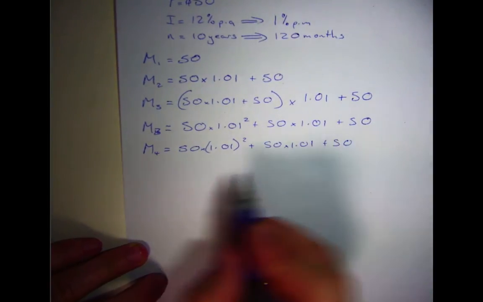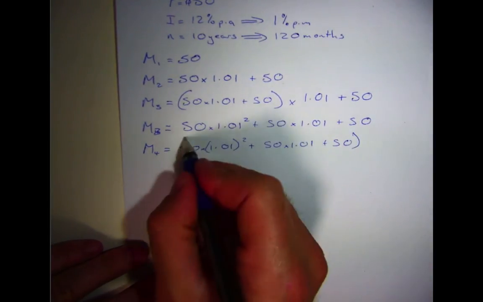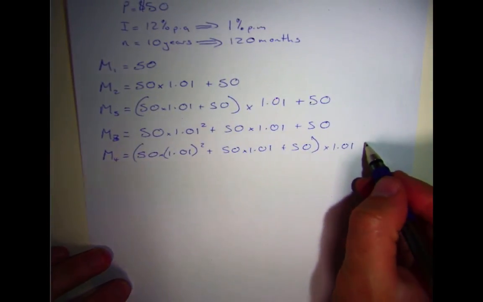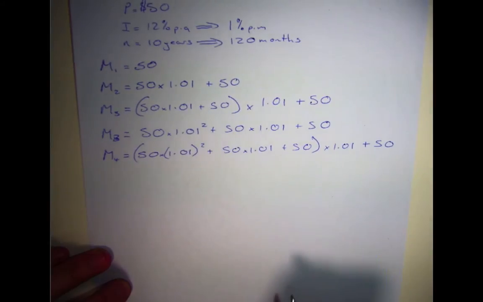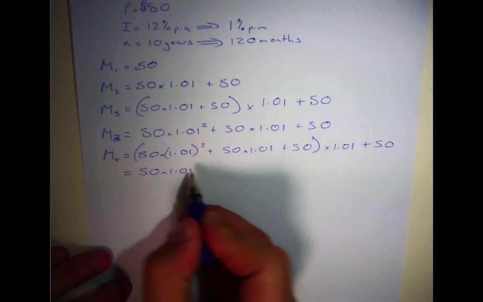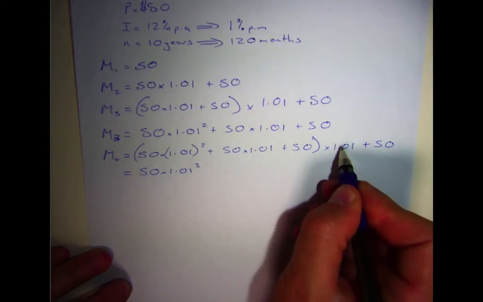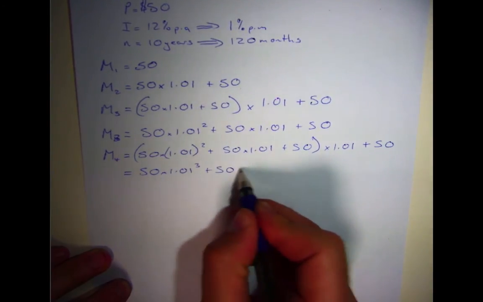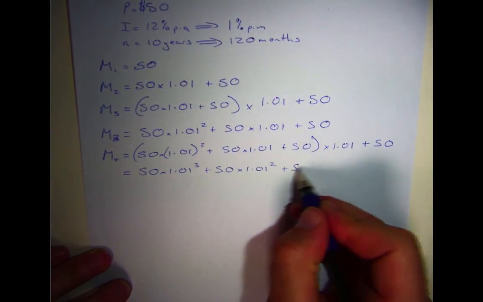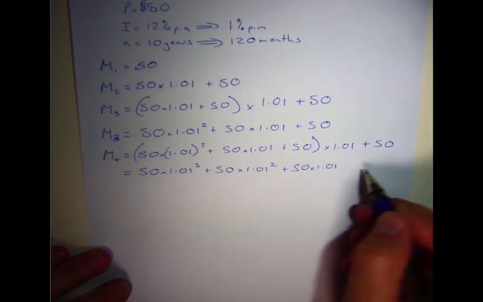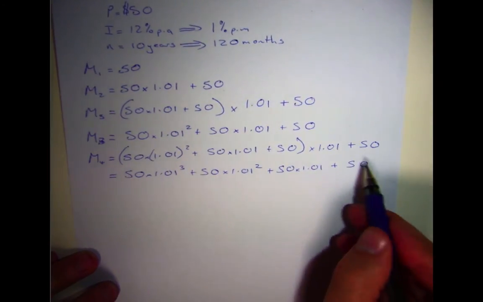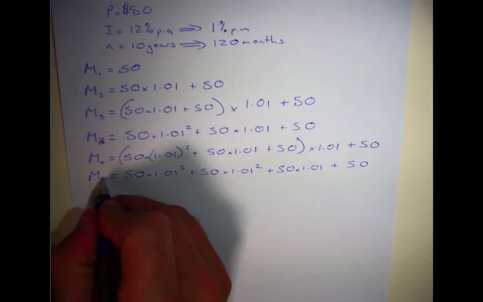Okay, all of that is there at the end of month 3. All of that earns interest. And then we add $50 at the end of month 4. So we have 50 times 1.01 to the power of 3 now, because that times that, plus 50 times 1.01 squared, that times that, plus 50 times 1.01 plus 50. Okay, so again, this hasn't earned any interest because it was only put in at the end of the month.